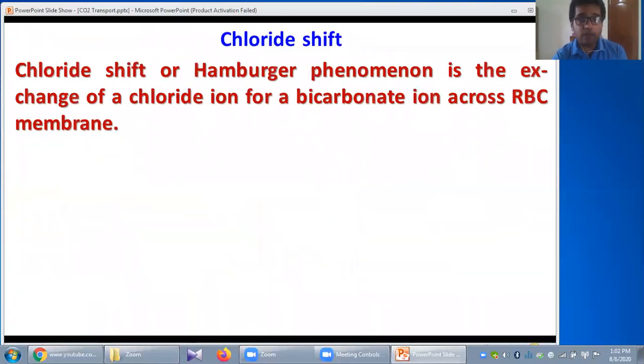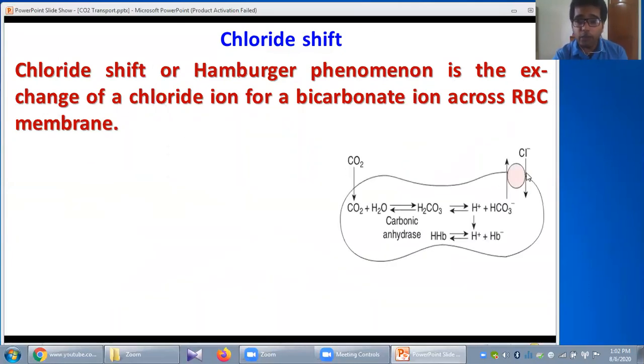Now, what is the definition of chloride shift? As I have explained, this chloride shift, or Hamburger phenomenon, is the exchange of a chloride ion for a bicarbonate ion across the red cell membrane. Again, you can see the figure there. This bicarbonate ion will be counter-exchanged with the chloride ion across the red cell membrane, where the bicarbonate ion is getting out of the cell and the chloride ion is getting into the cell.